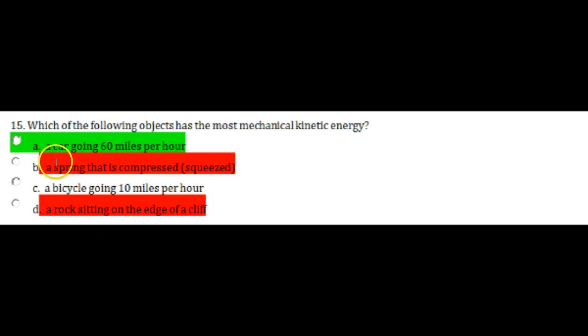The only two that could possibly be correct are a bicycle going 10 miles an hour and a car going 60. Well, 60 miles an hour is way faster than 10 miles an hour, so this one, a car going 60 miles an hour, is our best answer choice.